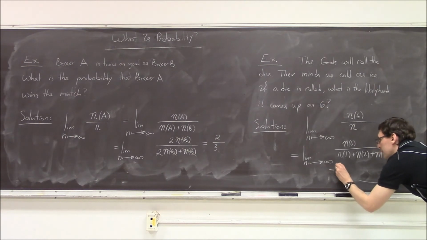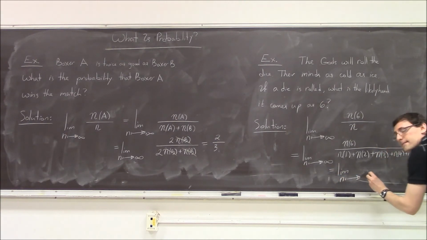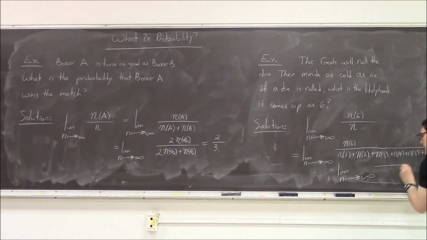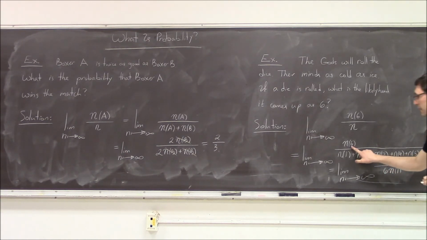So the denominator can be the same as 6 times n of 1, and the numerator I can write as n of 1 as well. Because if n is large, you expect 6 to have come up as many times as 1, 2, 3, or onwards. And therefore, you get your 1 over 6.